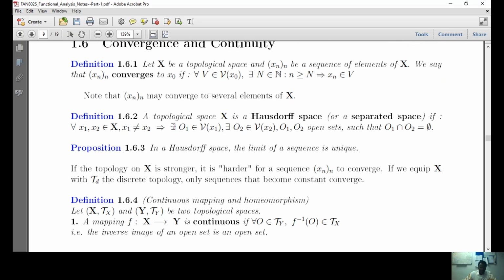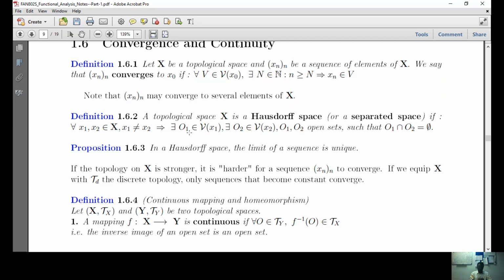Okay. The next element here is about a separated space, or a Hausdorff space. A Hausdorff space just means that if you have two arbitrary points, if they are distinct, they are different, then you can find a neighborhood of each one of them that are disjoint. So if this is true for a topological space, you say that topological space is Hausdorff, or is a Hausdorff space.